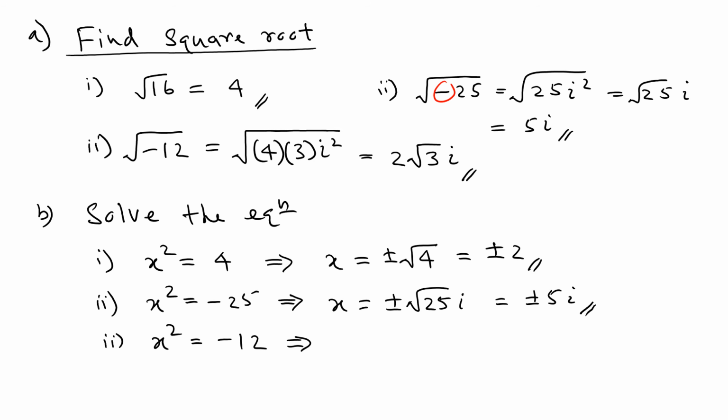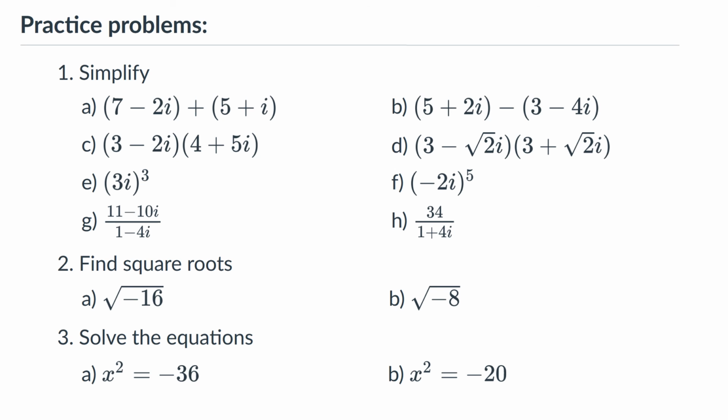As before, we can write x equals plus or minus the square root of the number, with i. We know how to take the square root of 12, because 12 equals, as before, 4 times 3, so take the square root of each term. So it's going to be plus or minus 2 square root 3 i. That is how you solve these problems. These are the basics of complex numbers. You can try these problems as practice problems now. These are the practice problems, and you can find the answers in the description.